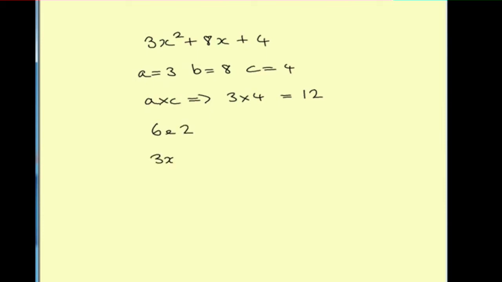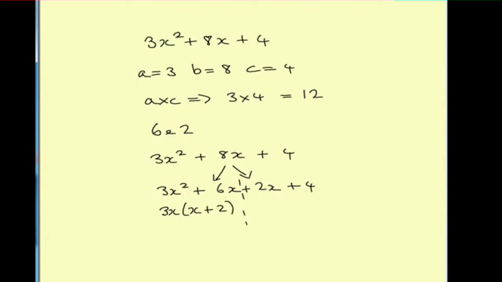So we split up the 8x and make it the sum of 6x plus 2x. So we put the 6x on the left hand side of the partition, as there's a common factor of 3x there, and the 2x on the right hand side, as there's a common factor of 2. So factorising the left hand side, we get 3x brackets x plus 2, and on the right hand side we get 2 brackets x plus 2. So we've got a repeated factor there of x plus 2.